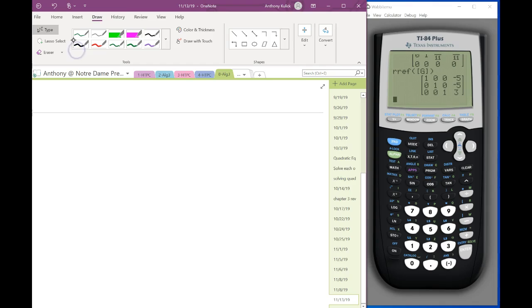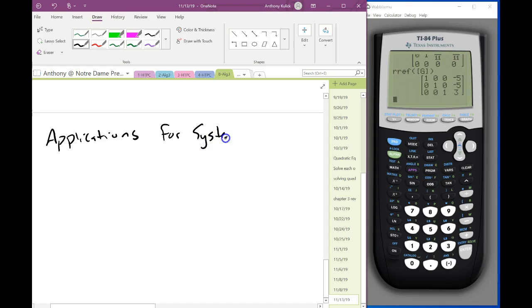So the last topic that I want to talk about here is some application problems. The first situation is going to be like a story problem situation.